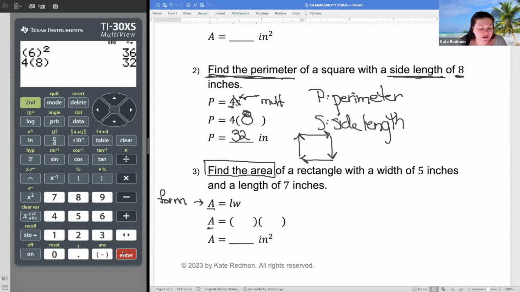So let's go find those numeric values. First we have L. So in my problem, let me see, find the area of a rectangle with a width of 5 inches and a, there we go, length of 7 inches. Next thing I wanted was the W. Where is that? Find the area of a rectangle with it. There we go. Width of 5 inches. Our W is 5. And now this is just calculator work. 7 times 5, enter, 35.